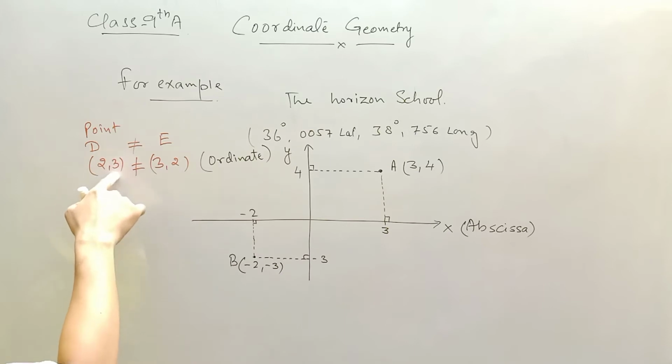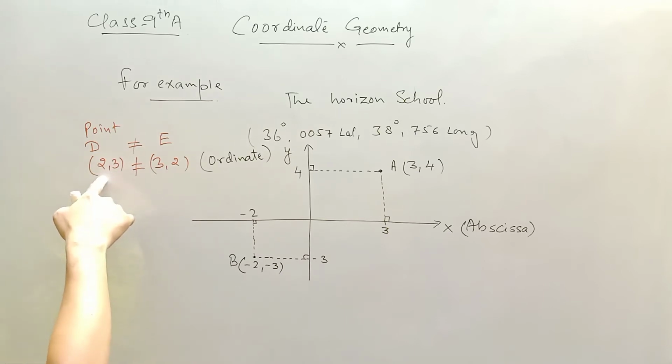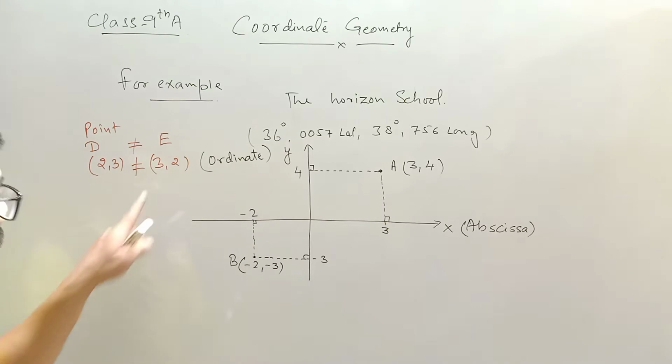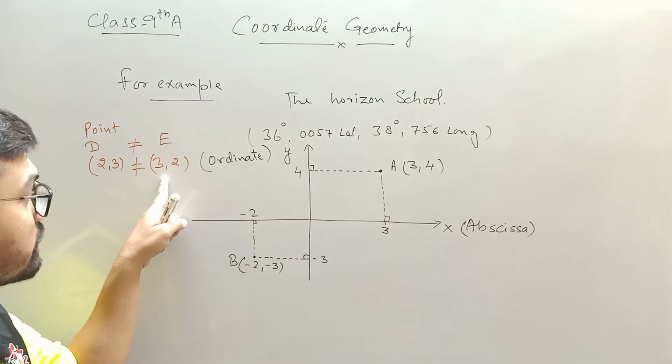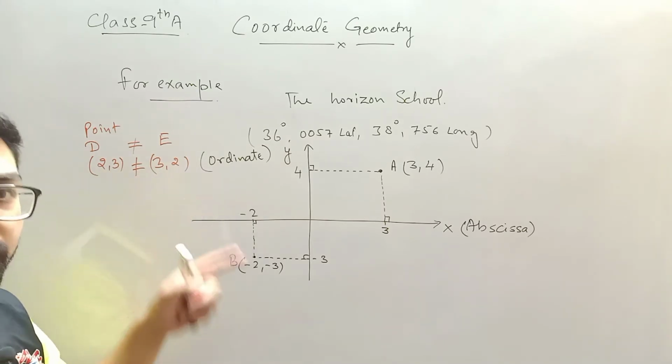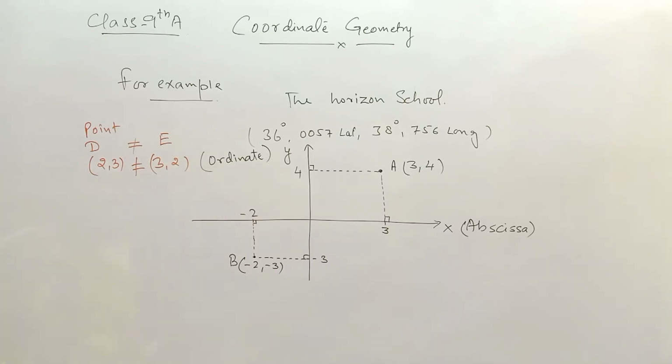This is 2, 3. That means on the x-axis you have 2 and on the y-axis you have 3. But here you have 3 on the x-axis and 2 on the y-axis. So these 2 points are different points. Correct? Note it down fast.